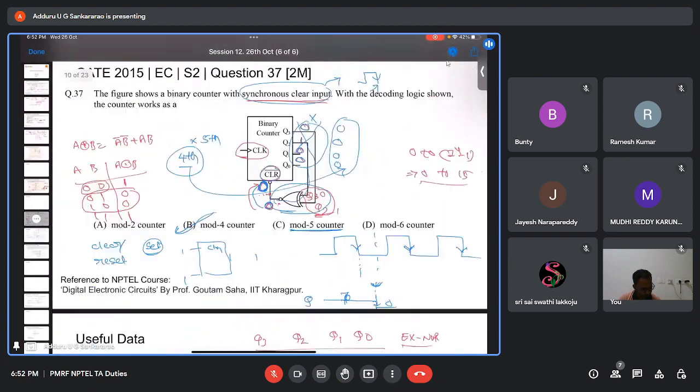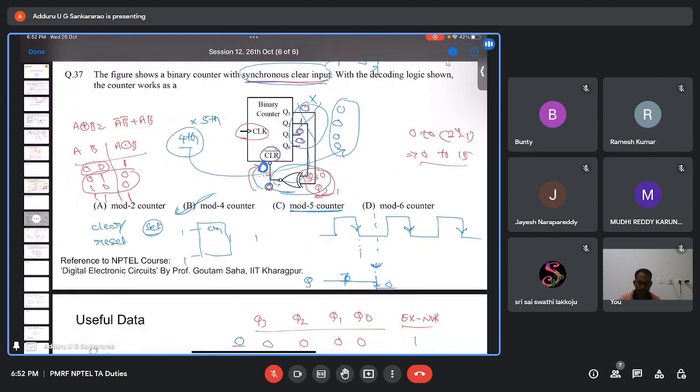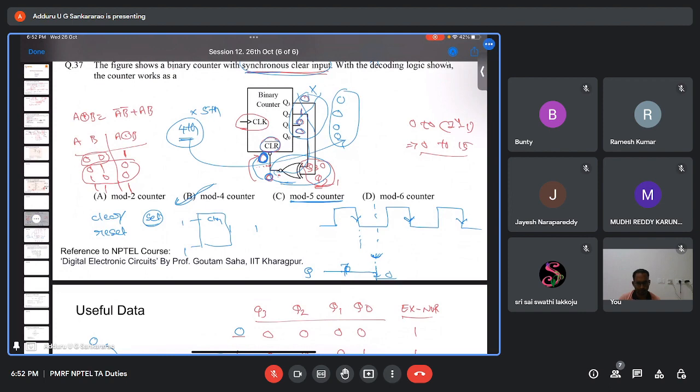So in this question, if it is asynchronous clear input, then it's a mod 4 counter. If it is synchronous clear input, then after the fourth clock pulse the output becomes 0, 1, 0, 0. Whenever the next clock pulse comes, then only all the flip-flop outputs will be cleared.